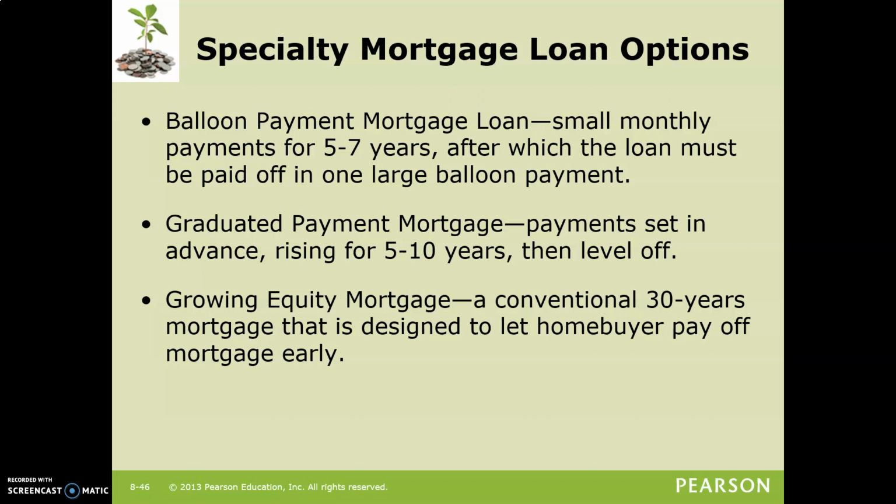And we have growing equity mortgages. A growing equity mortgage is designed to let the home buyer pay off the mortgage early, which is done by paying a little extra each year. It doesn't really help the cash-strapped buyer. Payments on the growing equity mortgage begin at the same level as the conventional 30-year fixed rate mortgage. Each year the payment increases, and this increase goes towards paying off the principal.